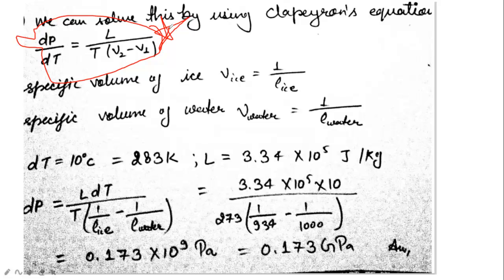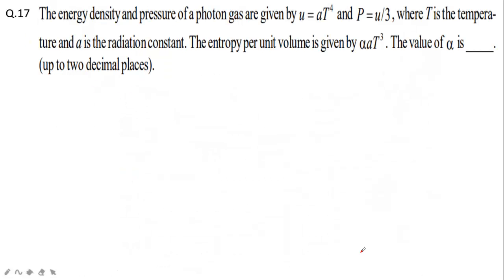Now we have to change the temperature from 0 degree centigrade to 10 degree centigrade. So the change in temperature dT will be 10 degree centigrade. You will just convert it into Kelvin, and the latent heat of fusion is given in the question. Just put all these values and you get the change in pressure as 0.173 gigapascal. It was the easy method, but these types of questions you have to practice more and more.